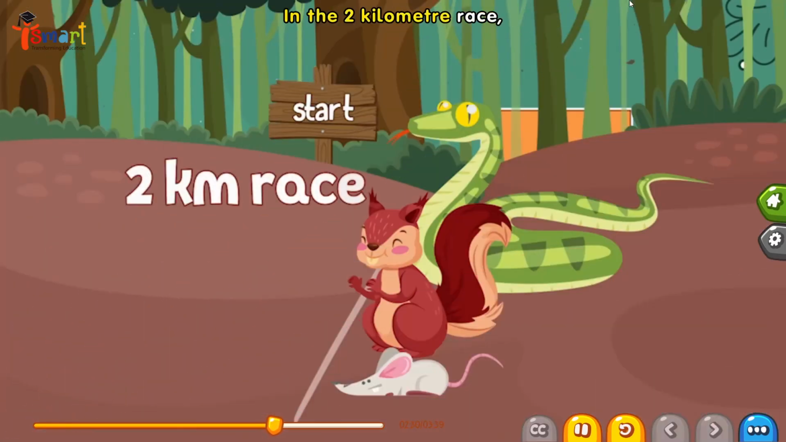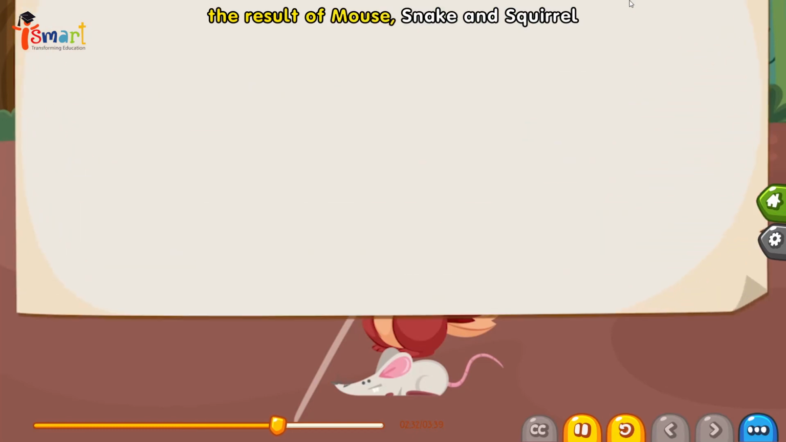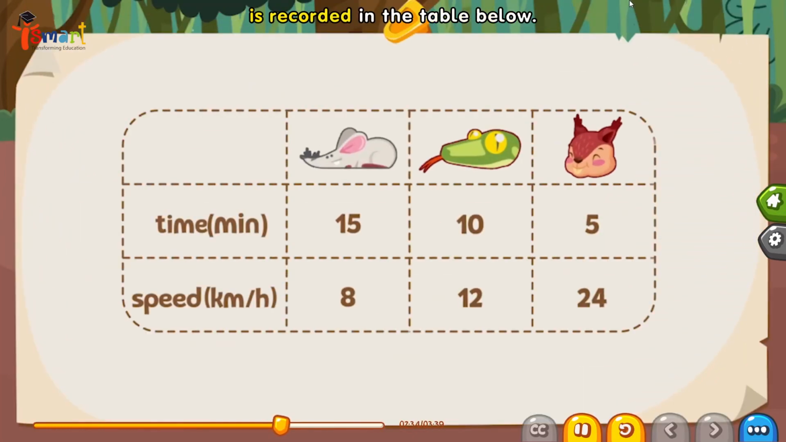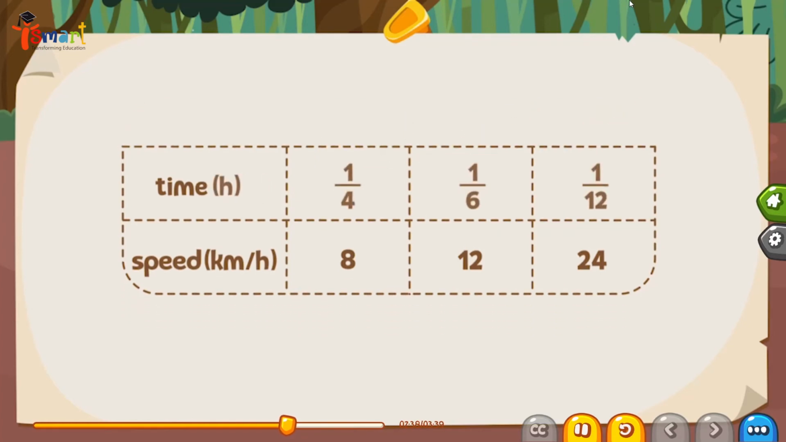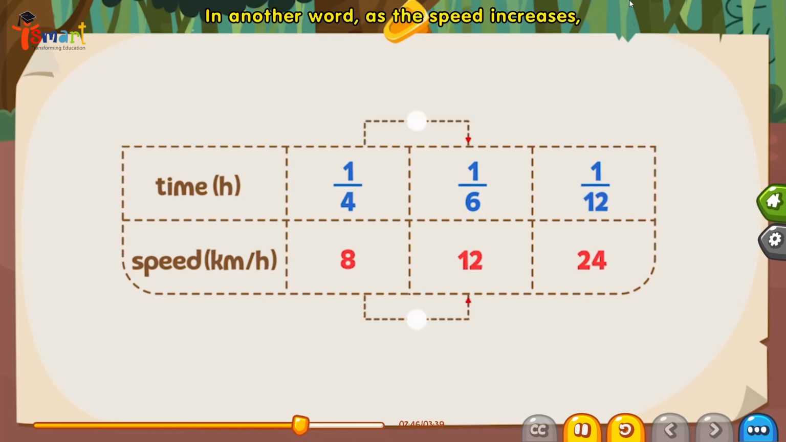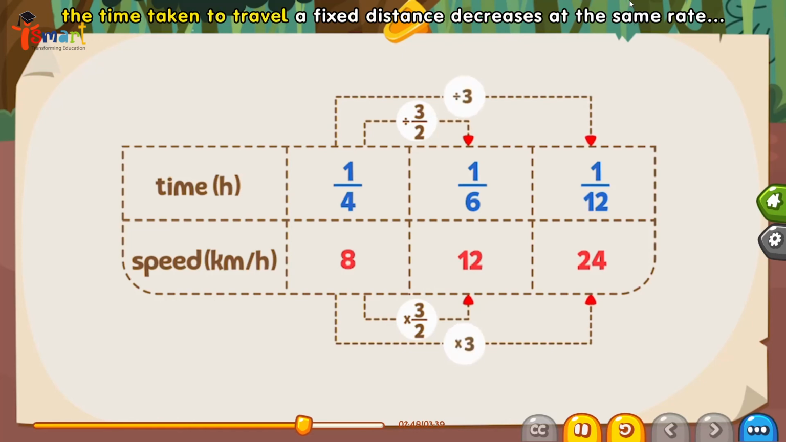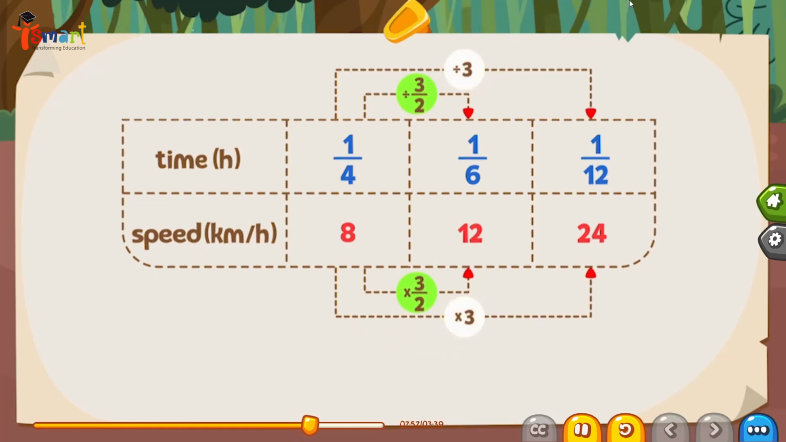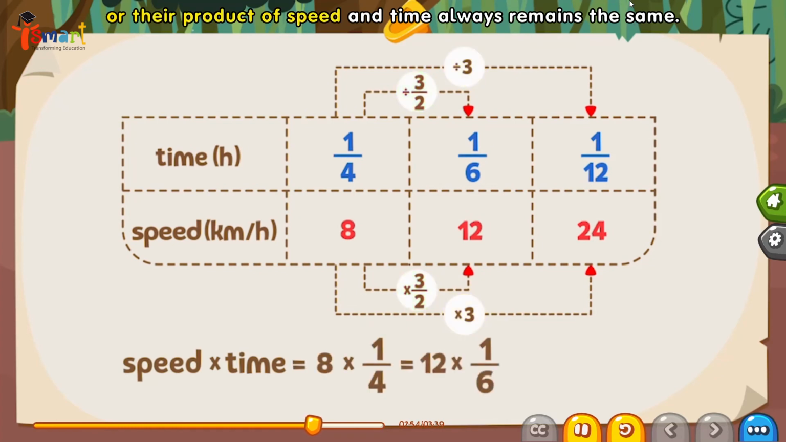In the 2-kilometer race, the result of mouse, snake, and squirrel is recorded in the table below. So you see, the faster the animals, the less time they take to finish the race. In other words, as the speed increases, the time taken to travel a fixed distance decreases at the same rate. Or their product of speed and time always remains the same.